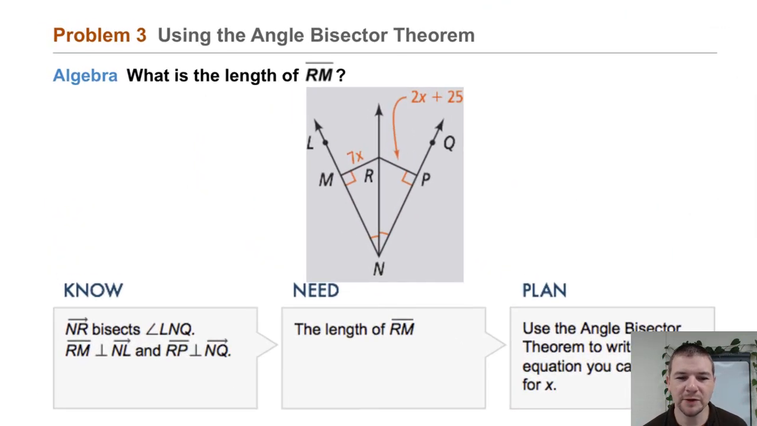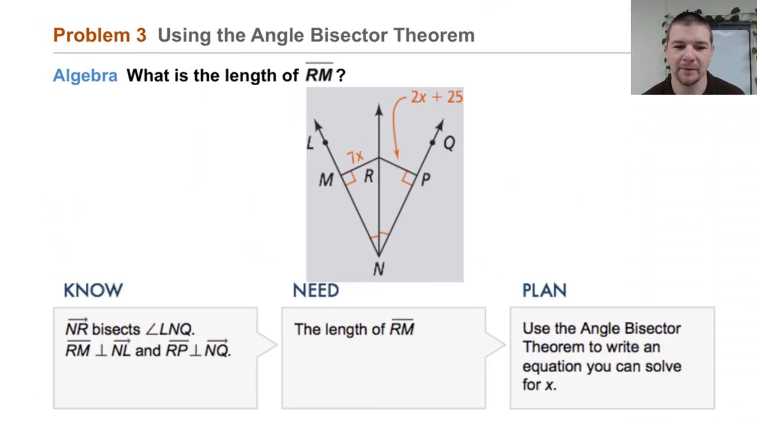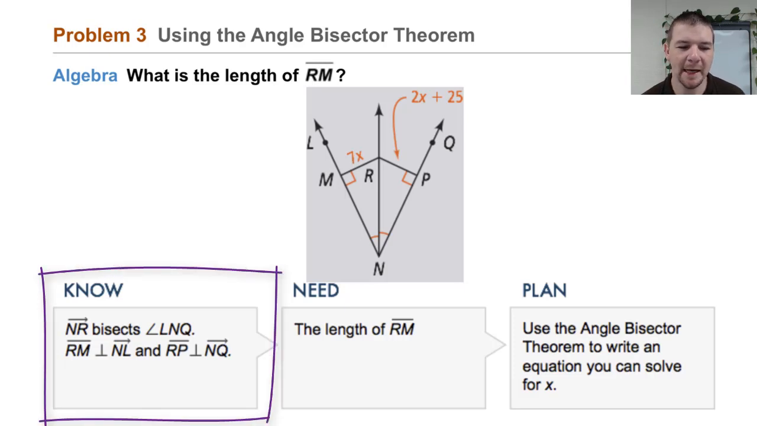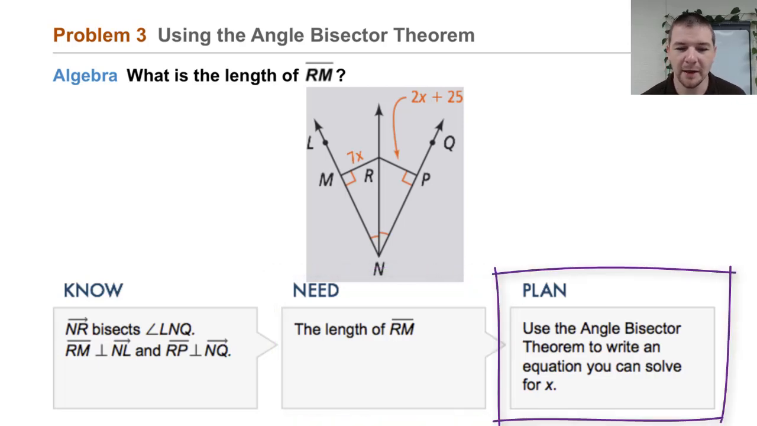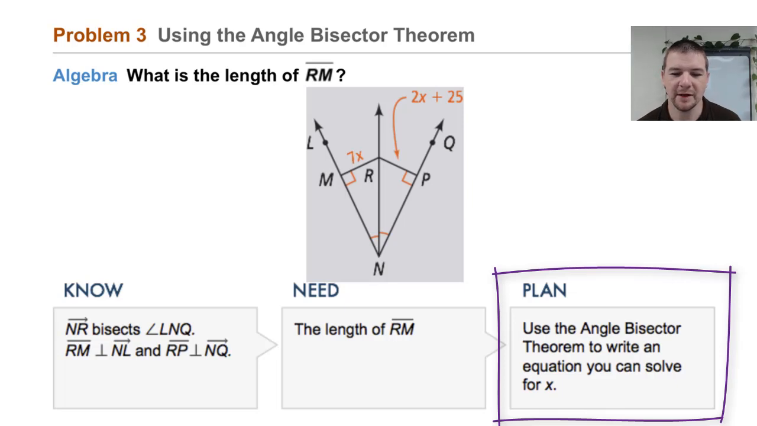Problem 3, using the angle bisector theorem. Again, algebra related. What is the length of segment RM? Well, what we know, ray NR bisects angle LNQ. Segment RM is perpendicular to ray NL, and segment RP is perpendicular to ray NQ. What we need? The length of segment RM. So our plan will be to use the angle bisector theorem to write an equation you can solve for x.